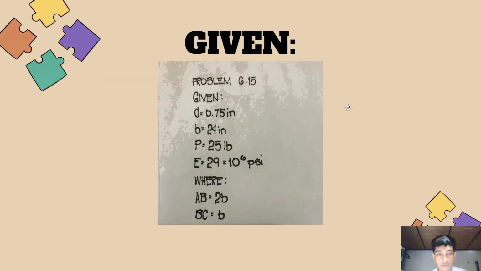First is the given. We have here a diameter of 0.75 inches, a length parameter of 24 inches, a load of 25 pounds, a modulus of elasticity of 29 times 10 raised to 6 psi, where AB is equal to 2B and BC is equal to B.